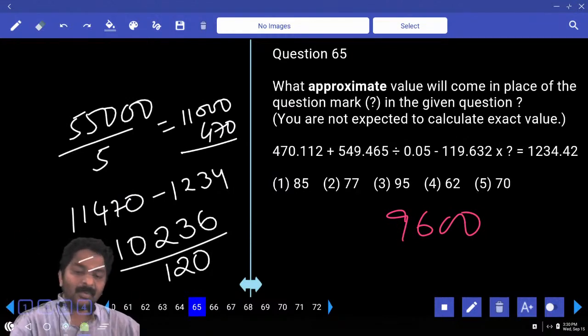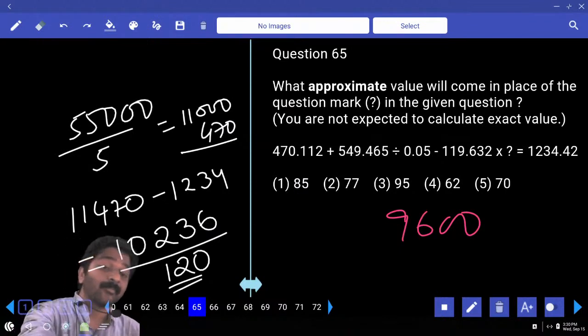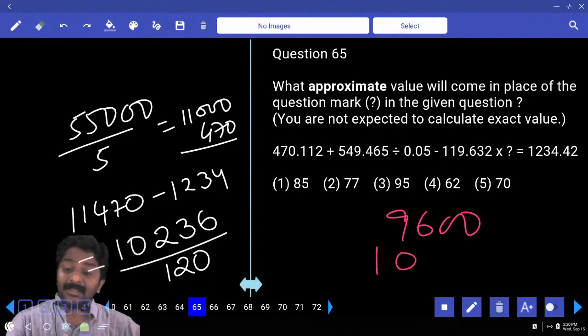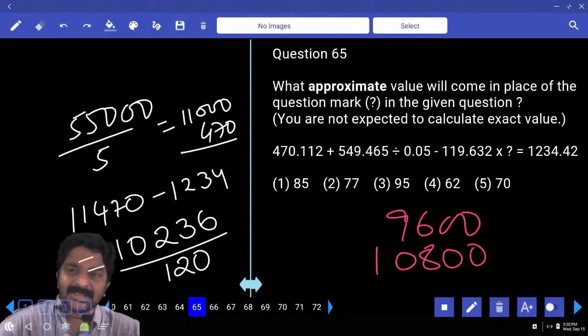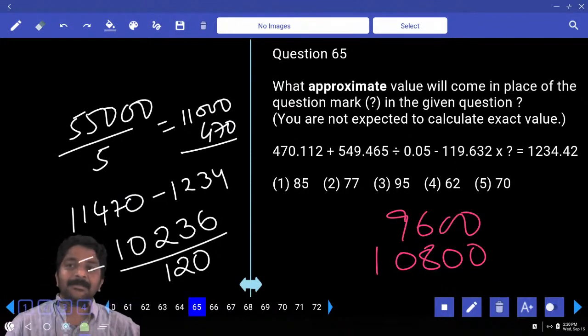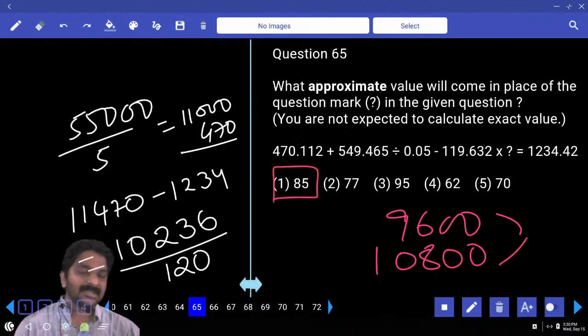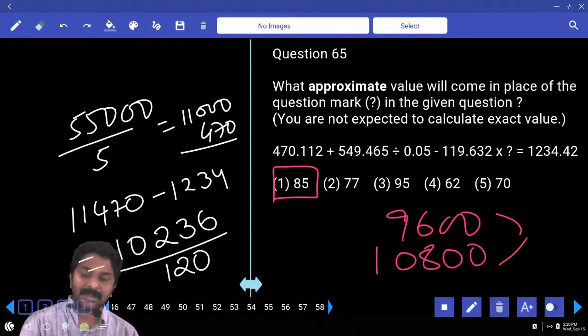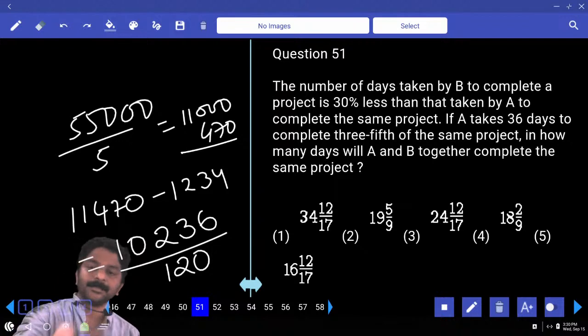That is clear. What is 120 9 times? 108. 90 times of 120 is equal to 10,800. But our numerator is less than 10,800. That means the answer is more than 80 but less than 90. How many options are there? First option final. Just identify the range, that is enough. Clear? Now let's start arithmetic questions.